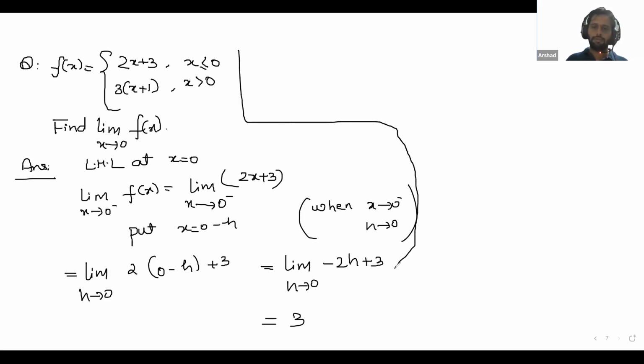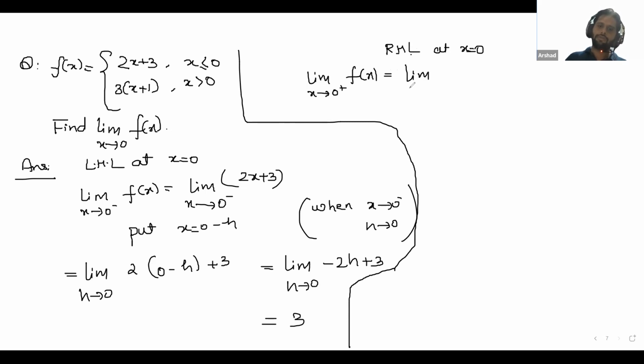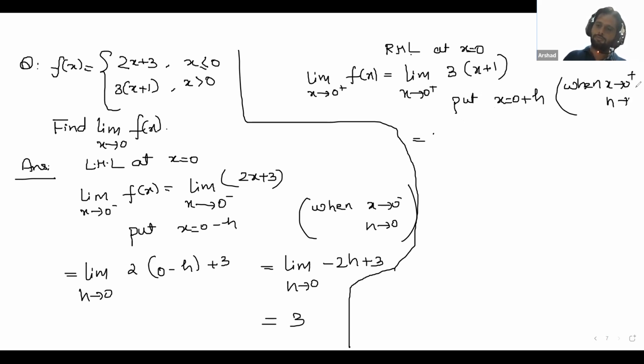Okay, after this, you have a test of differentiation. Okay, next we will find the RHL. RHL at x is equal to 0. So we will write limit x tends to 0 plus f(x). So for this one, we will use the second function, that is 3x plus 1. Put x is equal to 0 plus h. So this is equal to, and in the bracket, write when x tends to 0 plus, h tends to 0.